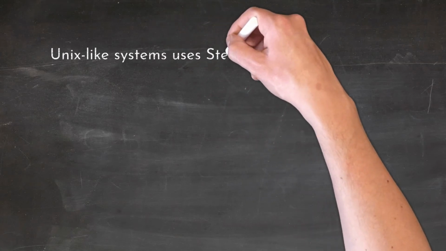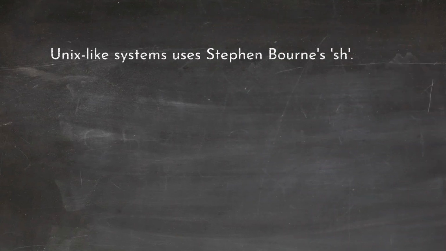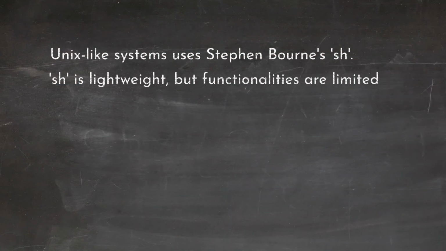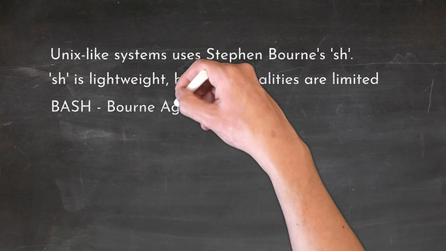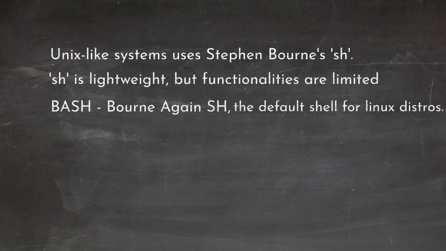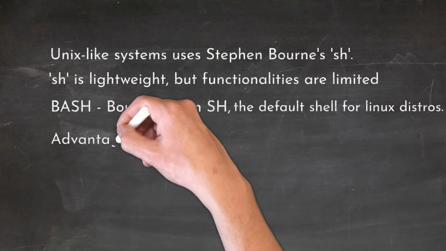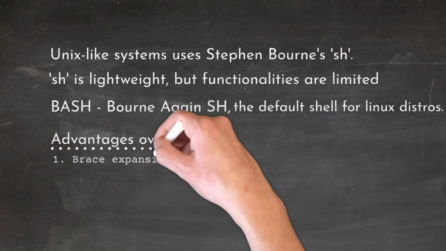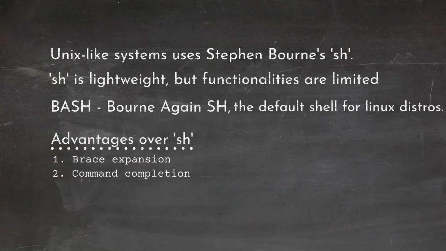In Unix-like operating systems, sh or Bourne shell was used, named after the developer Stephen Bourne. sh is lightweight and has only limited functionalities. Later, Bash was introduced to replace the Bourne shell. It is now the default shell for most Linux distributions. Bash advances the Bourne shell in many ways, such as brace expansion, command line completion, basic debugging, and signal handling. We will cover this in detail in upcoming episodes of shell scripting.